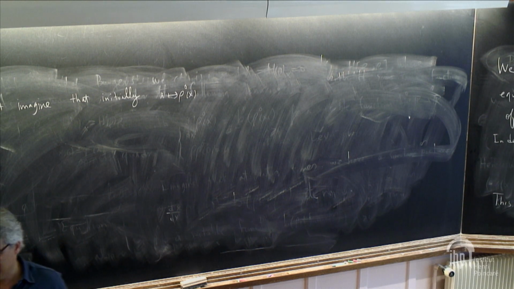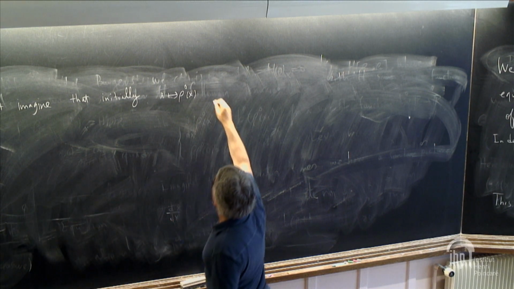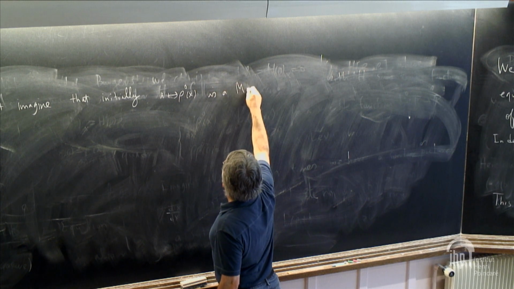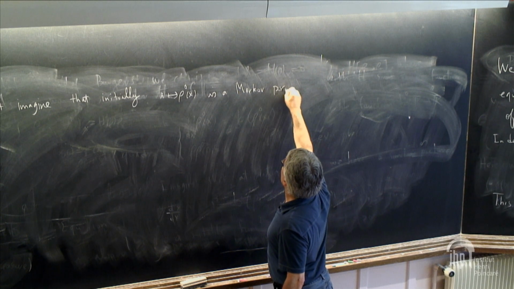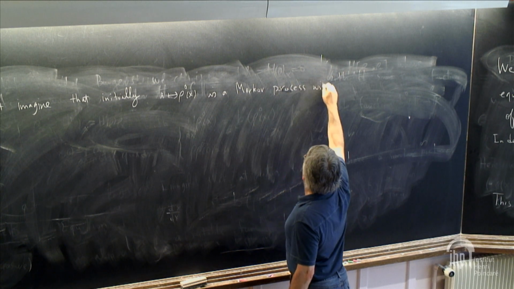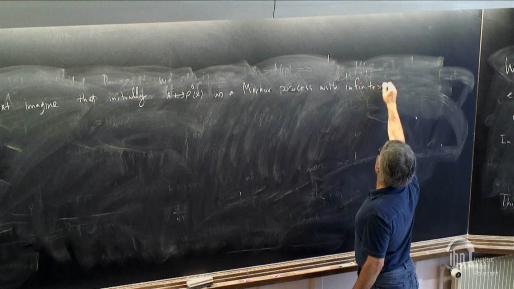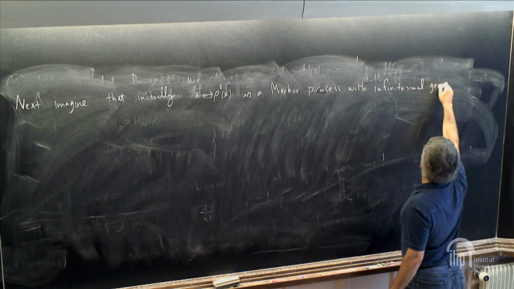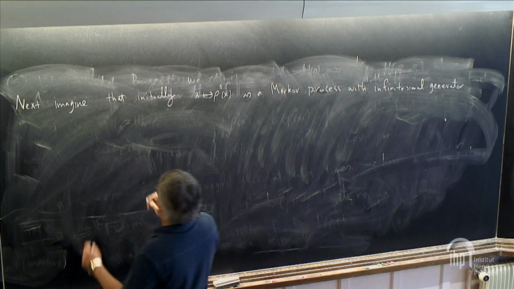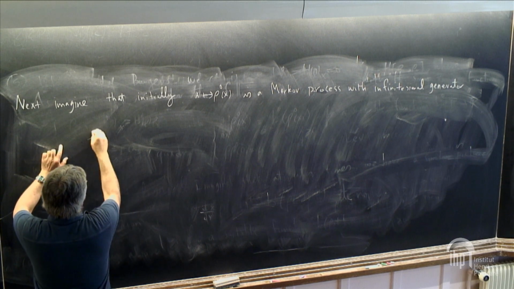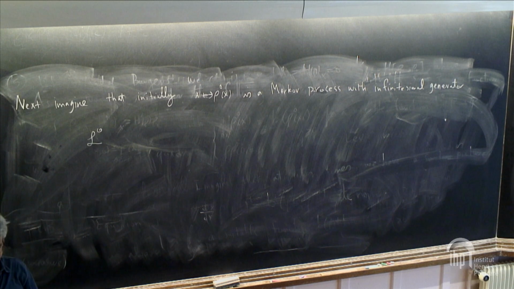I want to have a picture like this. That would be a generalization of what we had. So initially it is a Markov process with infinitesimal generator given by this. So infinitesimal generator, that means I have to give you some L0. L0 means the infinitesimal generator of the initial data.